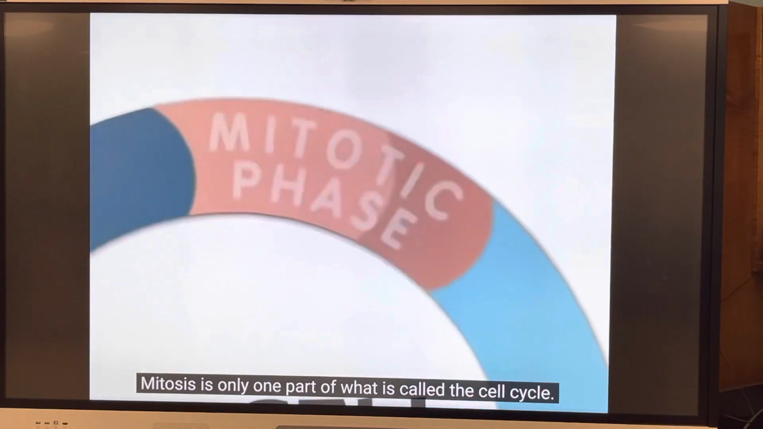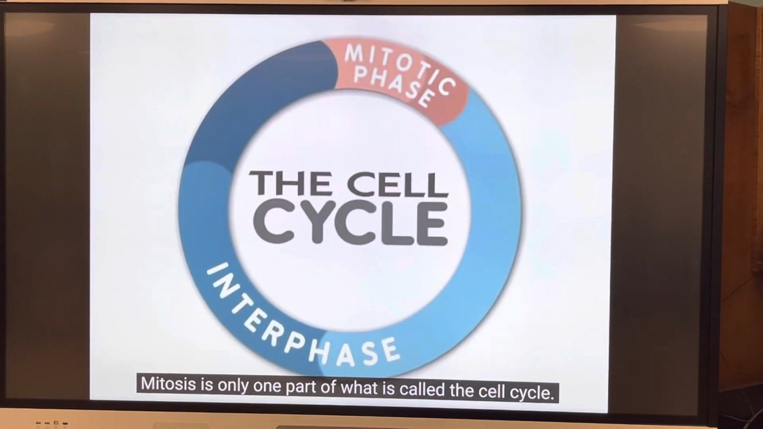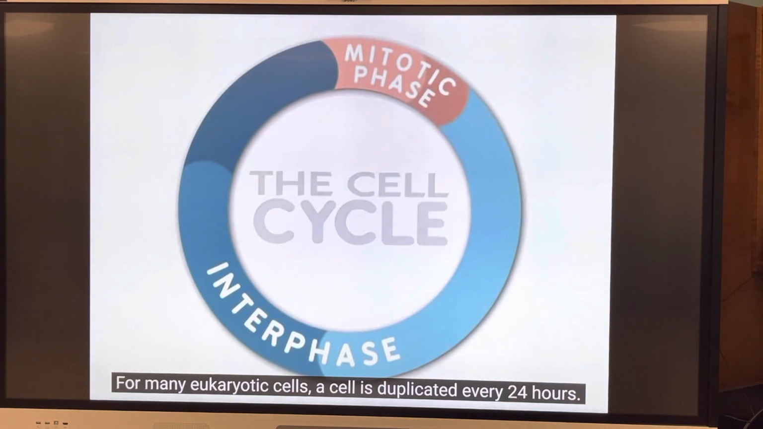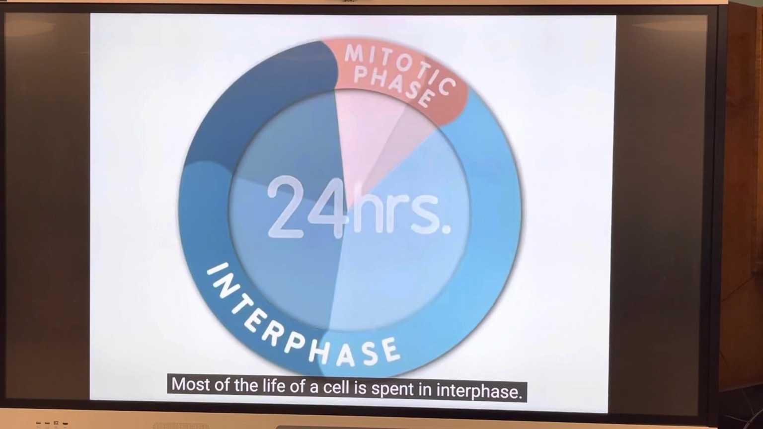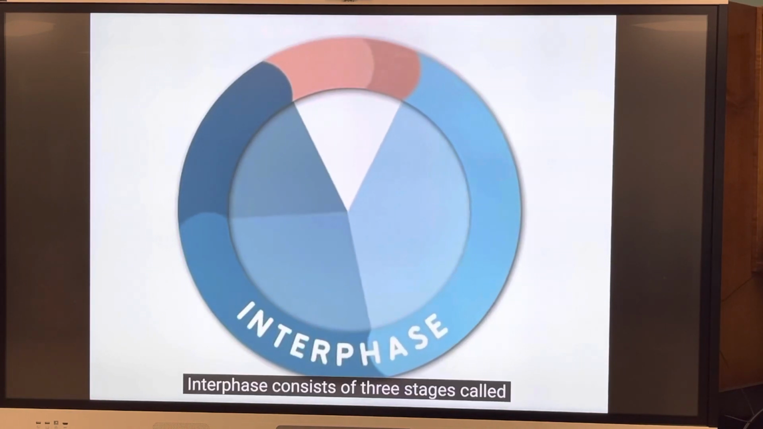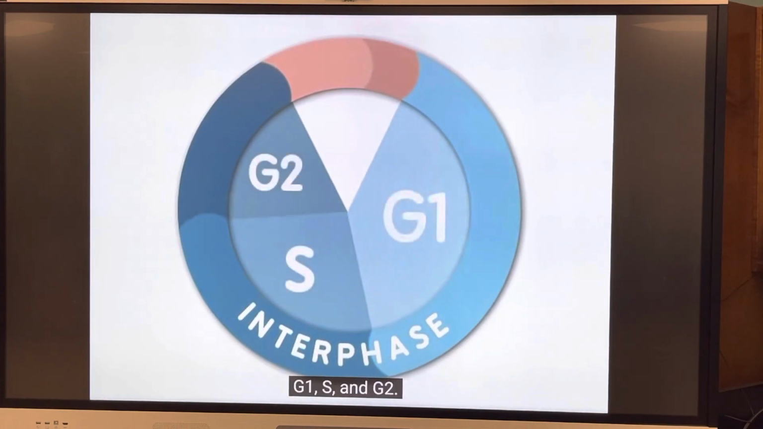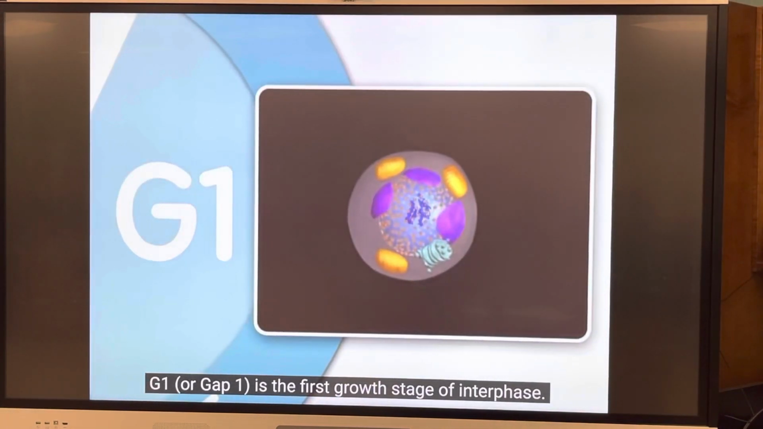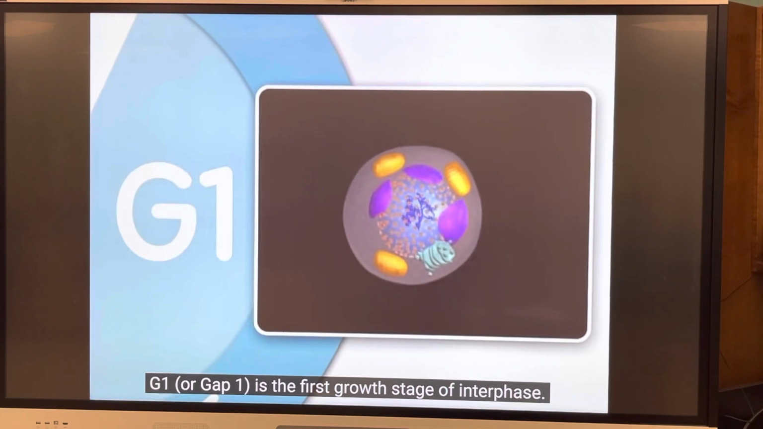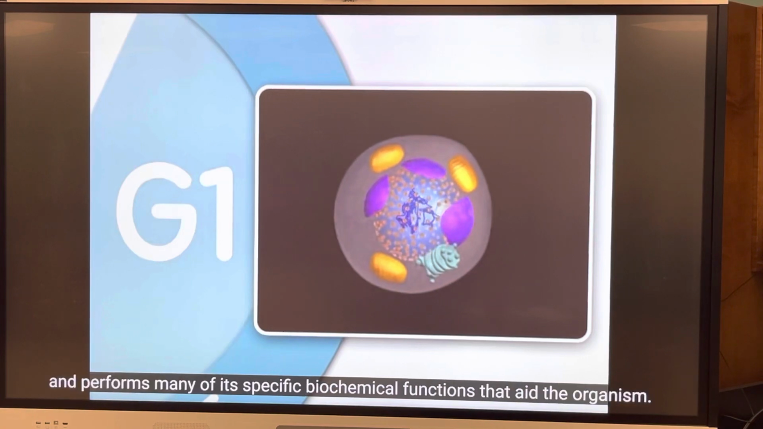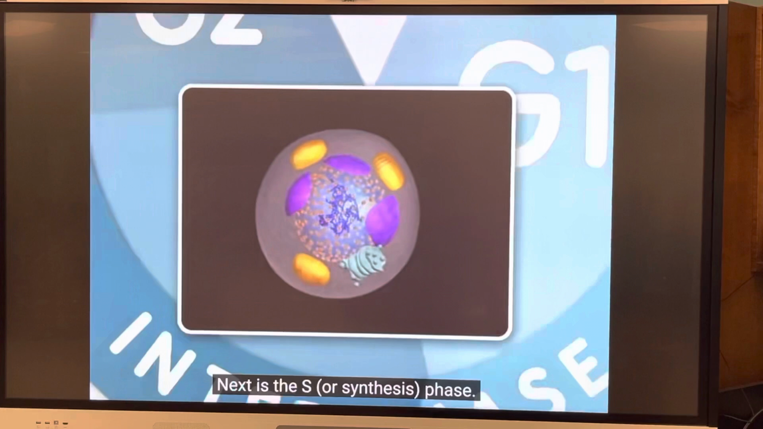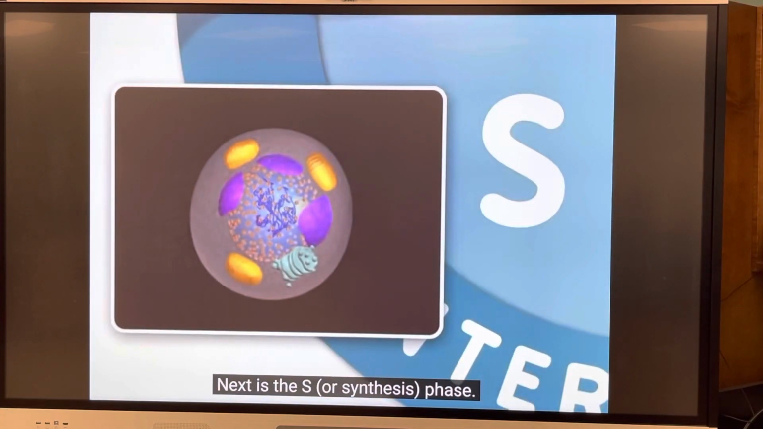Mitosis is only one part of what is called the cell cycle. For many eukaryotic cells, a cell is duplicated every 24 hours. Most of the life of a cell is spent in interphase. Interphase consists of 3 stages called G1, S, and G2. G1, or gap1, is the first growth stage of interphase. In G1, the cell grows to nearly its full size and performs many of its specific biochemical functions that aid the organism. Next is the S, or synthesis phase.